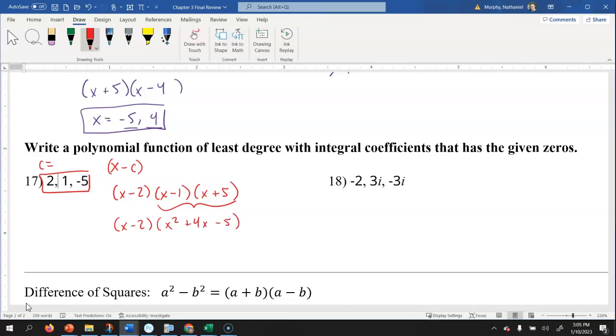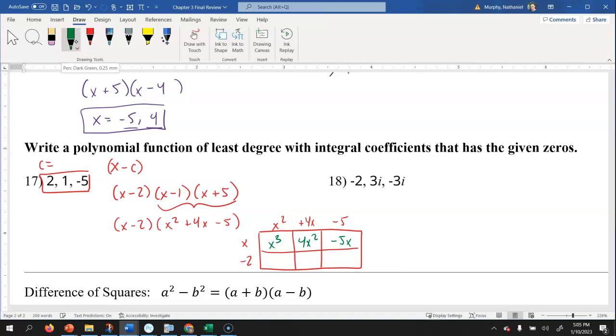Okay, so again, we're going to multiply these together now. You can either use the box method, and I like the box method for these. I'll just show you that for this one. So we would have x minus 2 here and x squared plus 4x minus 5 there. When we multiply those together, that gives us x cubed, 4x squared, and negative 5x. Down below, multiplying everything by negative 2, we get negative 2x squared minus 8x and a positive 10.